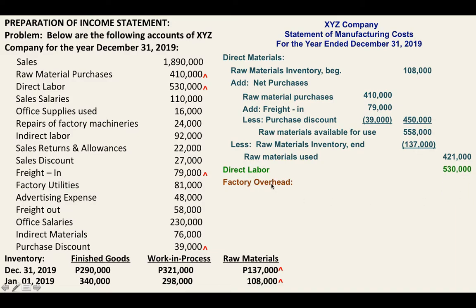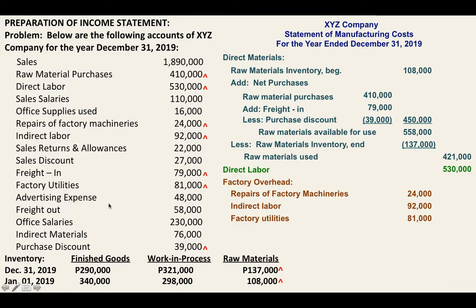Now, there is no schedule. Okay, so we have to list all our factory overhead. So here we have sales salary, so it's not factory overhead. Office supplies used, it's not. Repairs of factory machinery, so it's factory machinery, so that's the factory overhead, okay, in the amount of 24,000. Indirect labor, that's factory overhead, so we have to put that in our listing. Sales returns is not. Sales discount is not. Factory supplies, so it's factory, of 81,000.